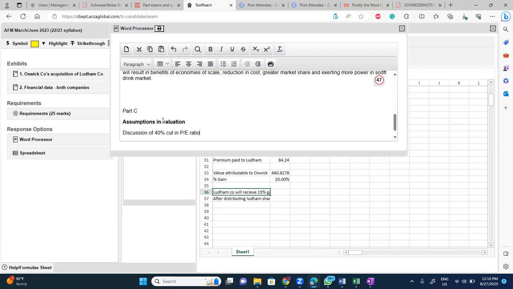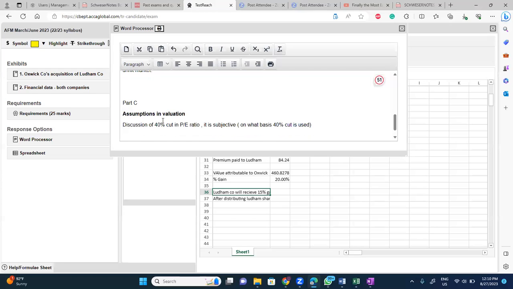Okay, it is okay to calculate the value of an unlisted company using the PE ratio of a listed company. But if you are cutting it down by 40%, that is subjective. I am just writing the key points. It is subjective, on what basis is the 40% cut used? Excellent. It's a good point, by the way.